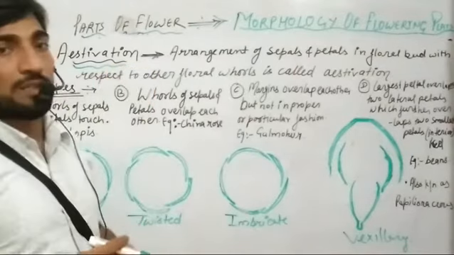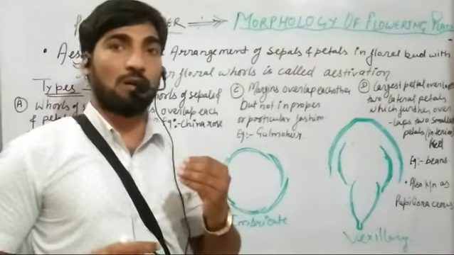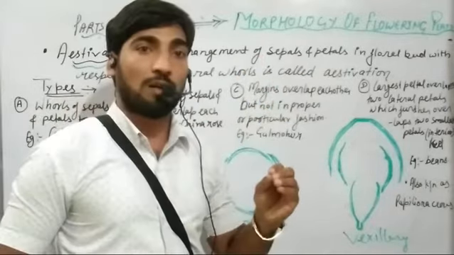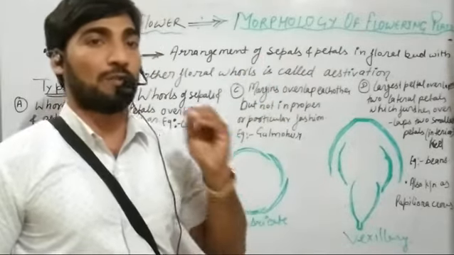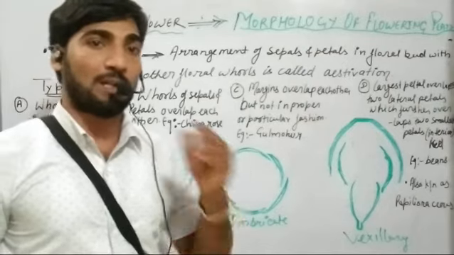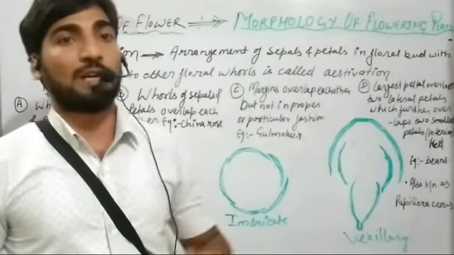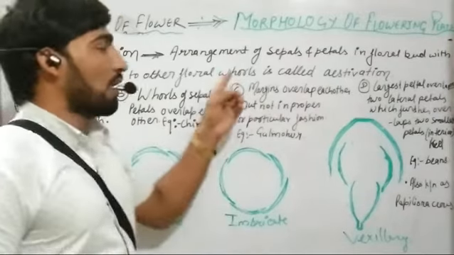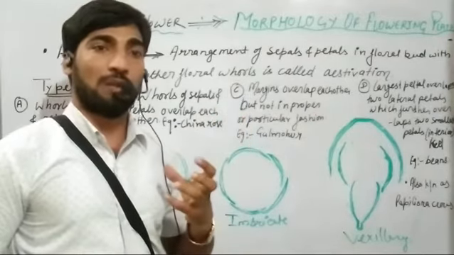Estivation is the process of arrangement of sepals or petals when a flower is present in the form of a bud, in comparison to the other whorls which are present in a flower.